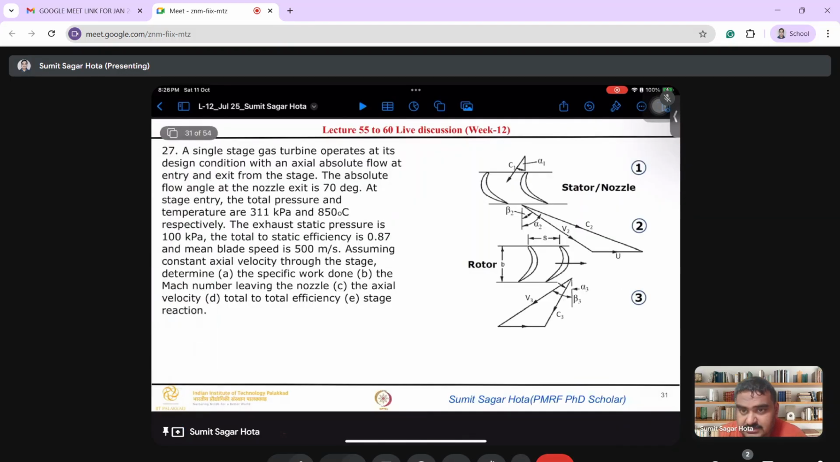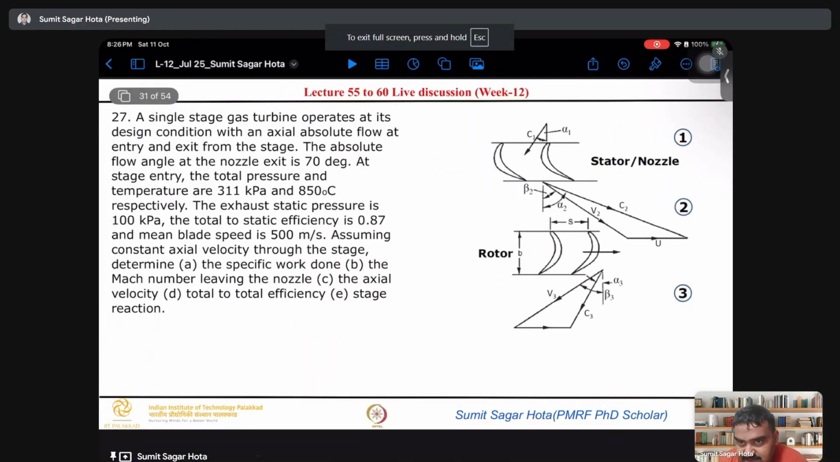Okay, let's solve this question. This is the last question of the section. Okay, a single stage gas turbine operates at its design condition with an axial absolute flow at entry and the exit from the stage. The absolute flow angle at the nozzle exit is 70 degree. At stage entry, the total pressure and the temperature are 311 kilopascal and 850 degrees Celsius respectively. The exhaust static pressure is 100 kilopascal.